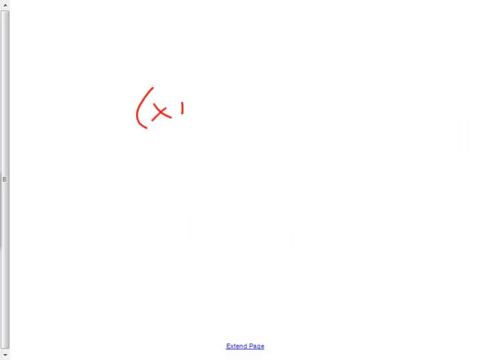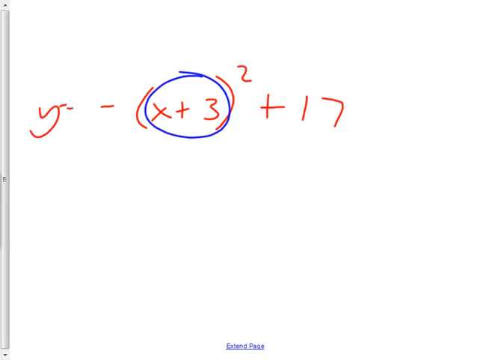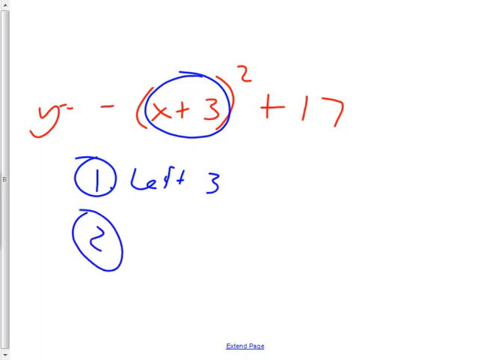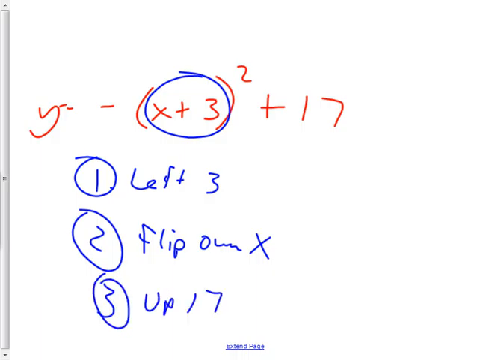So let's say we had x plus 3 squared plus 17 and a negative there. So the stuff on the inside can go first or last, but whatever you do on the inside has to go in opposite of normal order. The stuff on the outside is in normal order. So this one, you could start with left 3, and then go on to the outside where normal is multiply before you add. So that should be first, so it should be your flip next over x. It's an up-down flip. And then that should be your up 17. Opposite way also is okay.